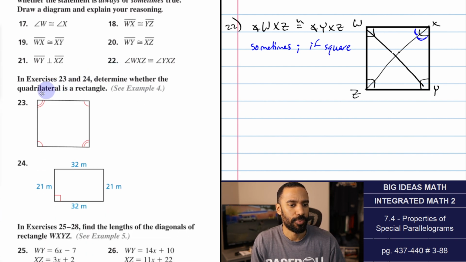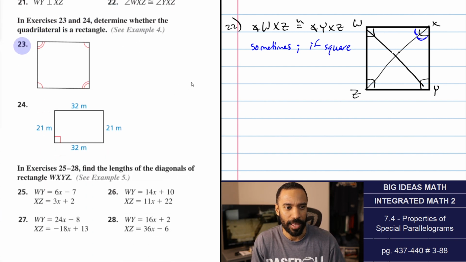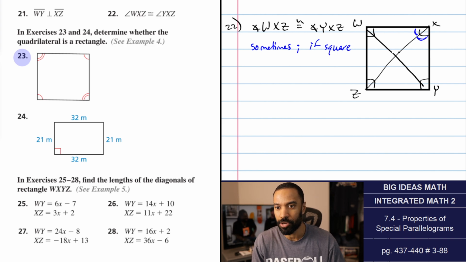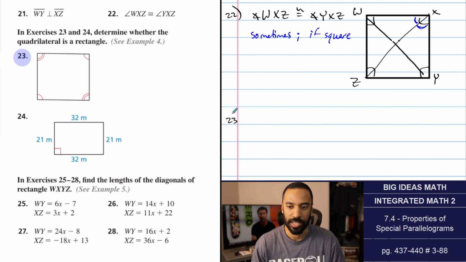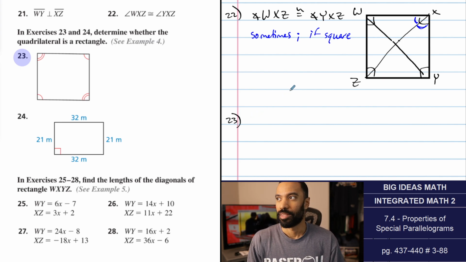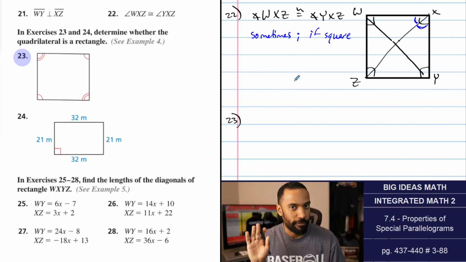Okay, and exercises 23 and 24, determine whether the quadrilateral is a rectangle. This time they do not tell you it is a parallelogram to work these things out. So they only say quadrilateral. They say four-sided shape.